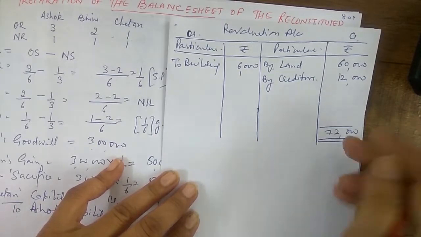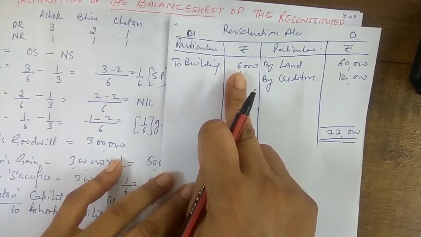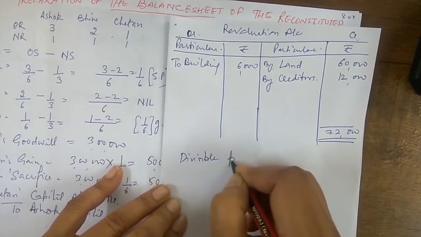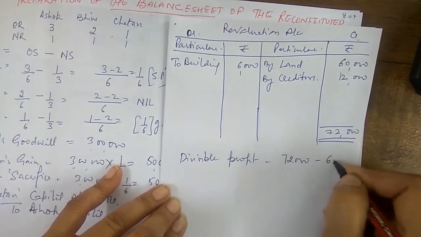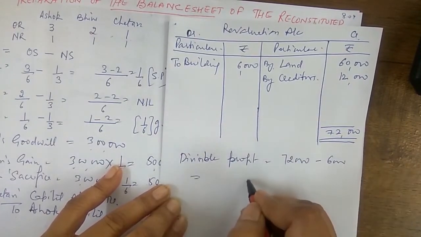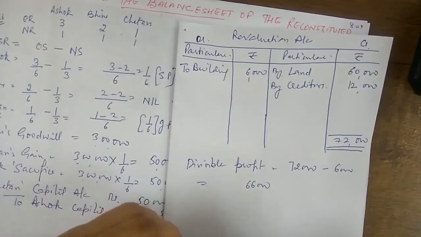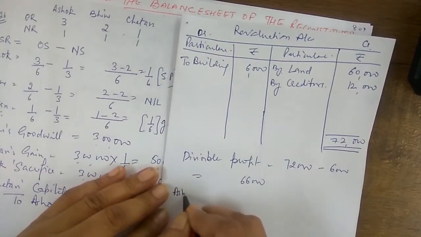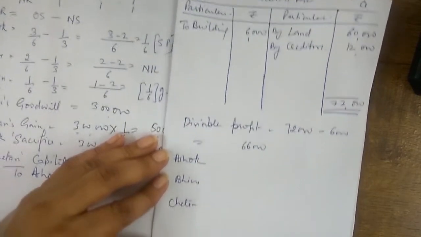So what is the concluding step? Total of credit side is 72,000. Debit is 6,000. So what is the divisible profit? It is 72,000 minus 6,000. That means 66,000. Clear, bache? 66,000 is the balance, that is divisible profit. So this should be divided between Ashok, Bheem and lastly Chetan. Clear, bache?